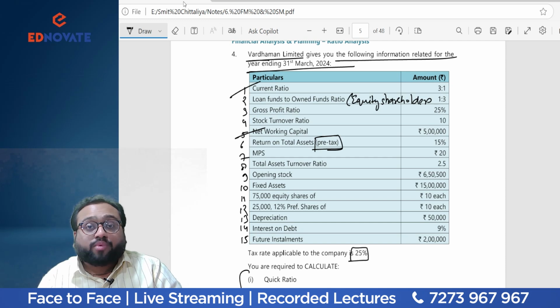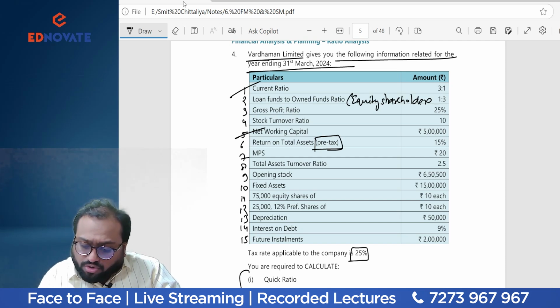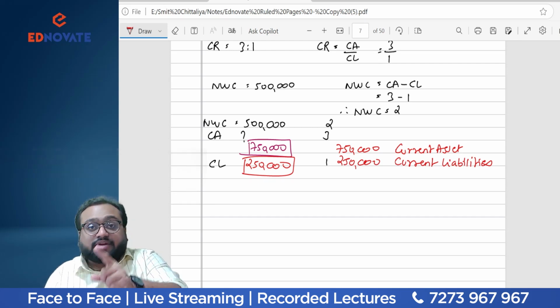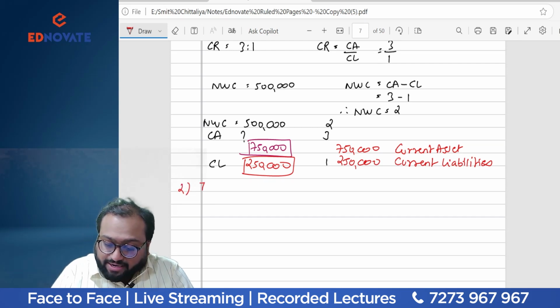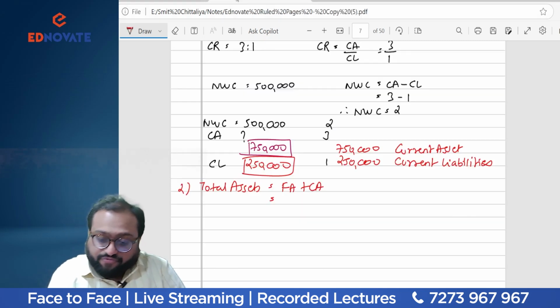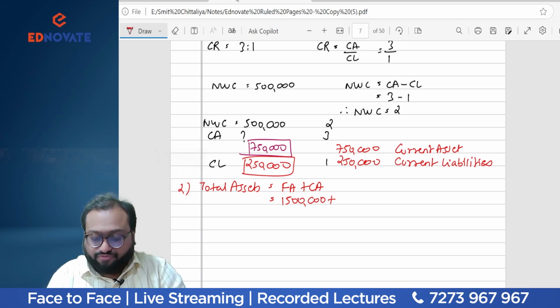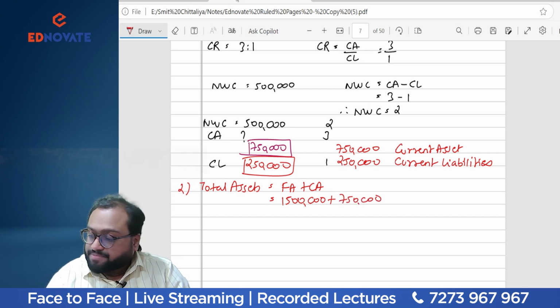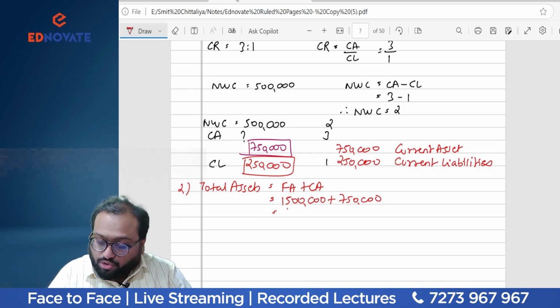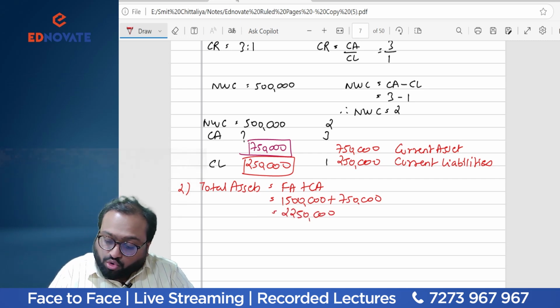Sir, making a glance on the question, I have, if I'm not wrong, fixed assets. So I can say fixed assets plus current asset will be my total asset. So second thing I can write, total assets is equal to, I saw the question, it will be FA plus CA. I have fixed assets, given in the question as 15 lakhs. So 15 lakhs plus my current asset, I just calculated, 7,50,000. So it will be how much? 15 lakh plus 7,50,000, it will be 22,50,000. That is my total assets.